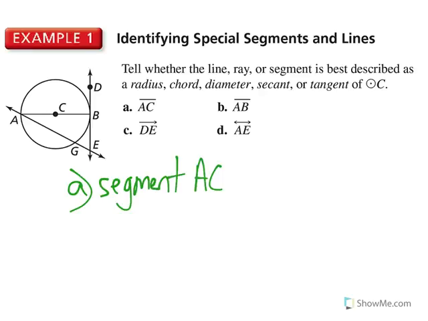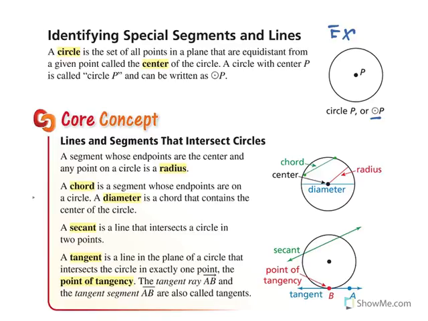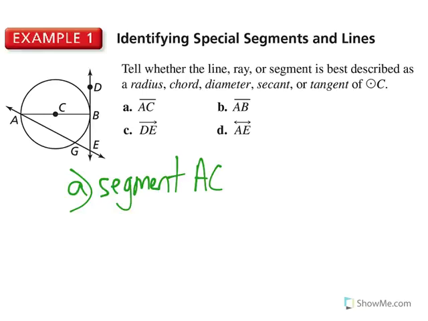So segment AC goes from the middle, the point C is in the middle, and then it goes to a point on the outside. So if you look back, from the center to any point on the circle, it's called our radius. So that means that AC is going to be our radius. It is one of our radii.